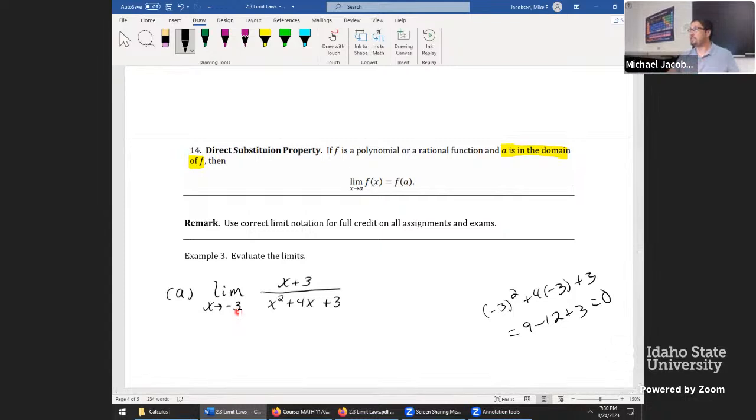This is like the worst case limit to even calculate for this function right here. Doesn't mean it doesn't exist. This truly actually has a limit. We just have to do something to find it. Anyone happen to know what this something might be?